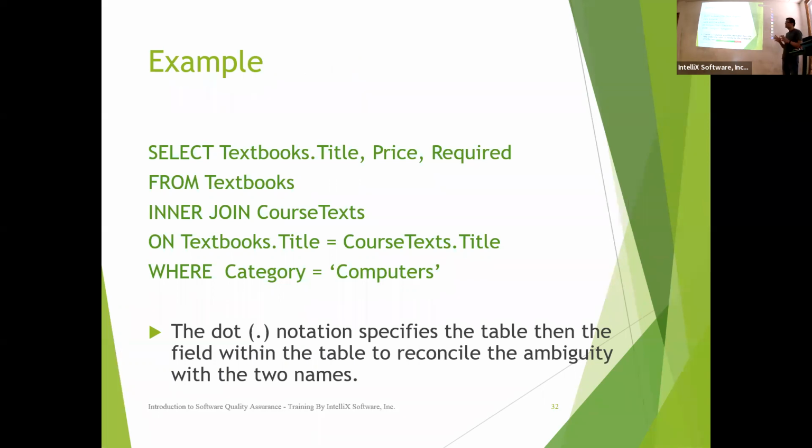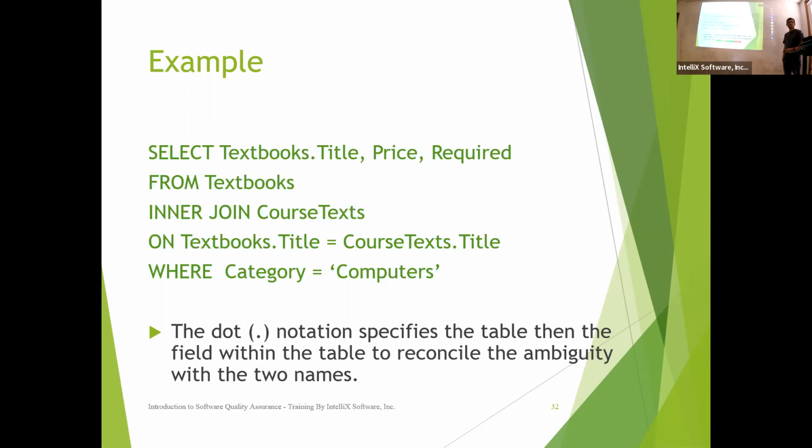It doesn't know which table the title is coming from when you put it in the select statement. That's the reason you need to specify textbooks.title, because I'm pulling the title from textbooks. I could have done that from the course text as well, because title exists in that table as well.